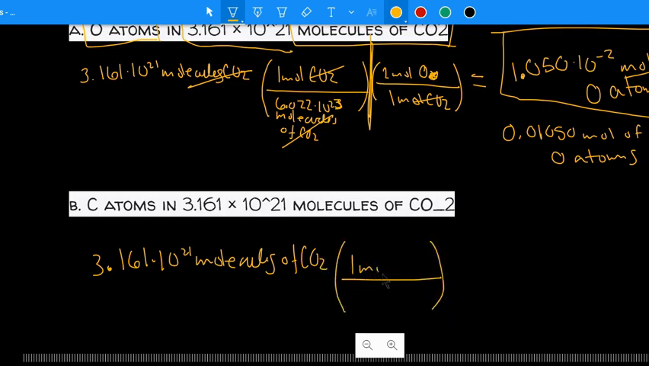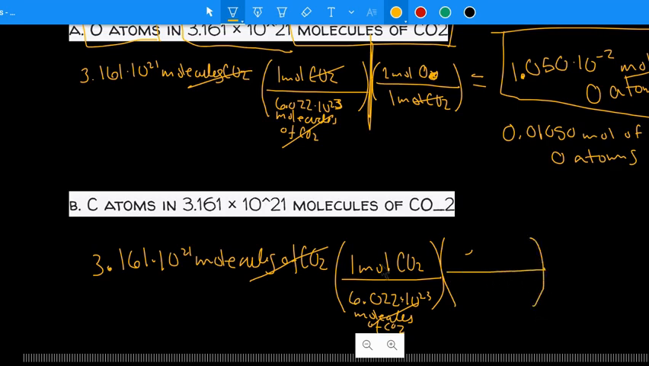And I know in 1 mole of CO2, I have 6.022 times 10 to the 23rd molecules of CO2. All right, so I'm out of molecules, those tiny little guys, and I'm into moles, the SI base unit for how much we got. Now I can get from how much of this to how much of carbon atoms. So how many moles of carbon atoms is what the question asked.